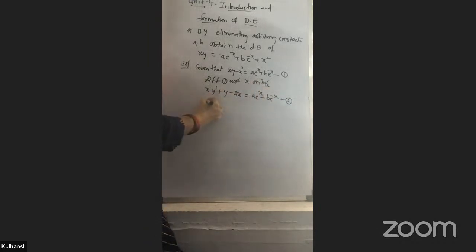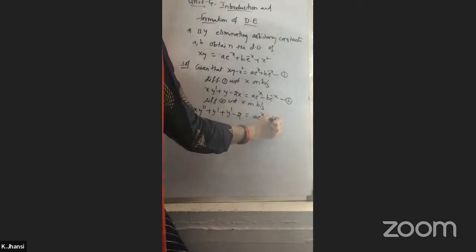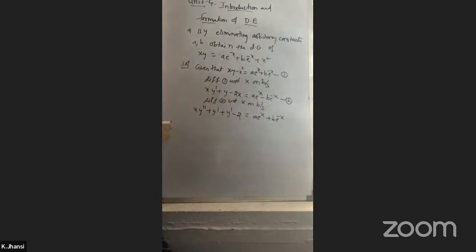Now differentiate 2 again, 2 times now. Differentiate 2 with respect to x on both sides. So now again you apply the UV rule. So x into y double dash plus y dash, plus this y will become y dash, minus 2x will become minus 2. It is equal to again a e^x plus b e^(-x). Okay.